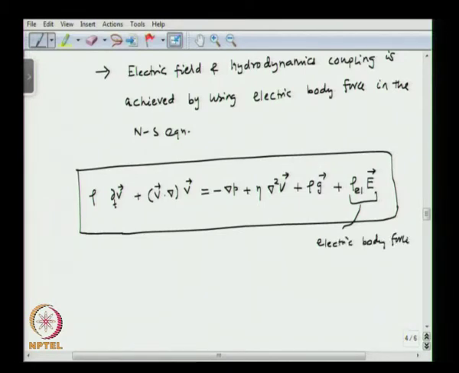Electric body force, okay. So with that introduction, let us move on and talk about three different important electrokinetic effects. One is electroosmosis, second one is electrophoresis, and the third one is dielectrophoresis. So before we go on and talk about these three effects in detail, we will very briefly see what these three effects mean, okay. So the first one to talk about is electroosmosis. Electroosmosis is the bulk movement of a liquid relative to a charged surface by application of electric field, okay.